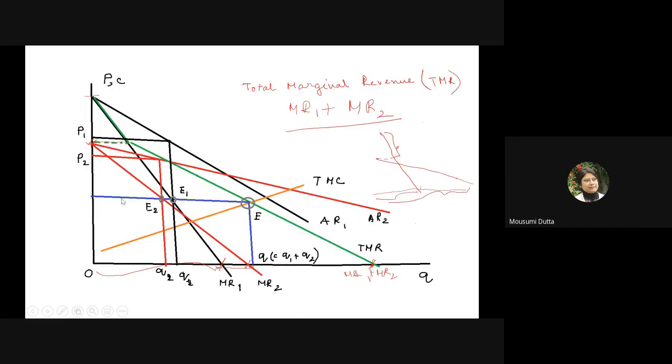So we are marking the marginal cost level, and that marginal cost at equilibrium will be equated to each of the MR. So just stretch the line, and then it is cutting the MR1 curve at point E1 and MR2 curve at point E2. This is the third step. Equate MC with MR1 and MR2. Is it clear? Third step?